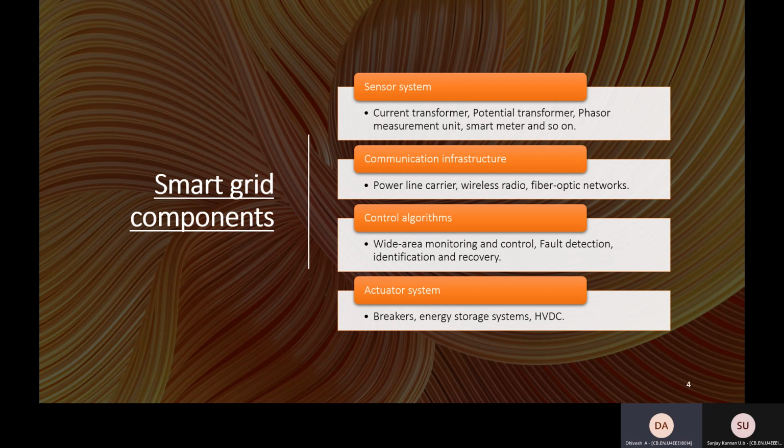The fourth one is actuator system. It is a component of a machine that is responsible for moving and controlling a mechanism or a system. For example, breaker tripping, because of either a circuit overload or a ground fault or a short circuit.